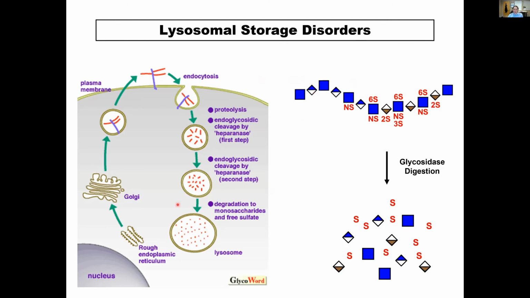Interestingly, when these are broken down in the lysosome, the enzymes come and cleave each sugar and sulfate group starting from the non-reducing end towards the reducing end. In effect, what you get is sulfate groups and different monosaccharide subunits that can then be recycled or broken down further for use in the cell.